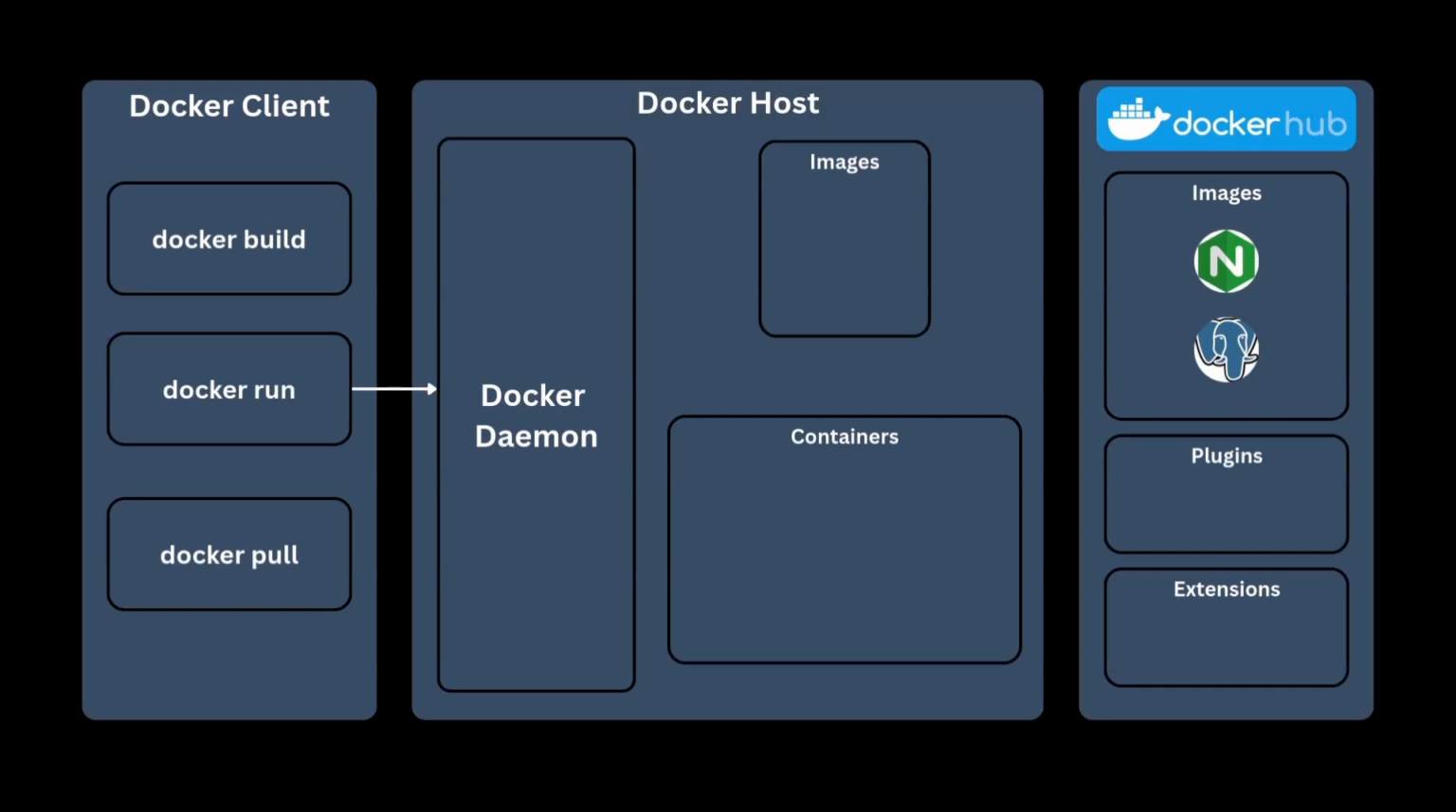When running docker run nginx via the Docker client, the Docker daemon checks if an image is present locally. If not, it pulls the image from the registry, stores it locally, and creates the container with that image.